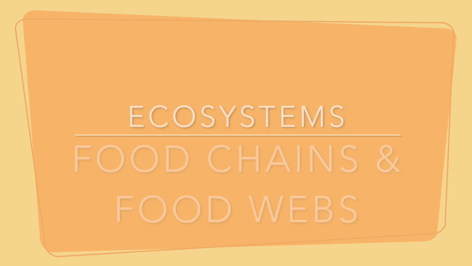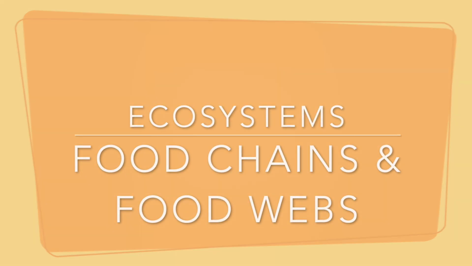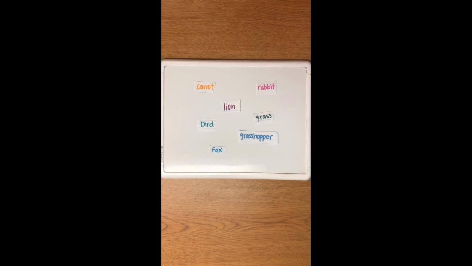I'm going to talk to you about the similarities and differences between food chains and food webs. If you were given a list of these words, organize them in a way that would make a correct food chain. Pause the video and come back when you're done.